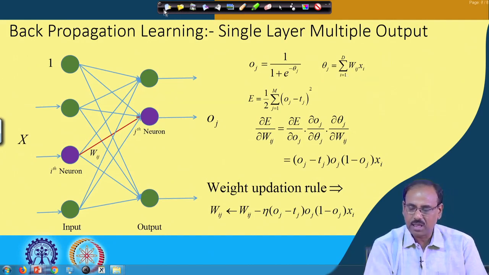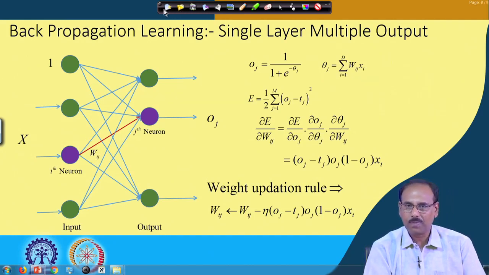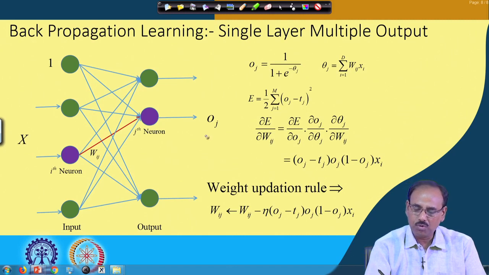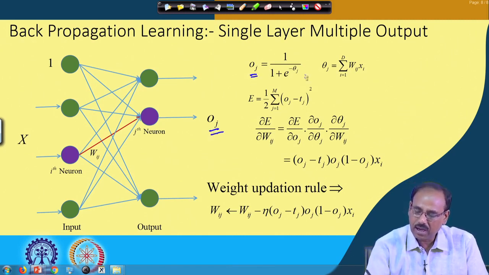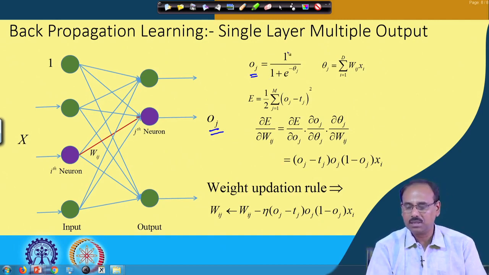So, that is the weighted sum of the inputs, and then we said that every neuron has a sigmoidal activation function. So, the output O_j that I am getting from the jth neuron is given by a sigmoidal function of theta_j, which is nothing but 1 upon 1 plus e to the power minus theta_j.